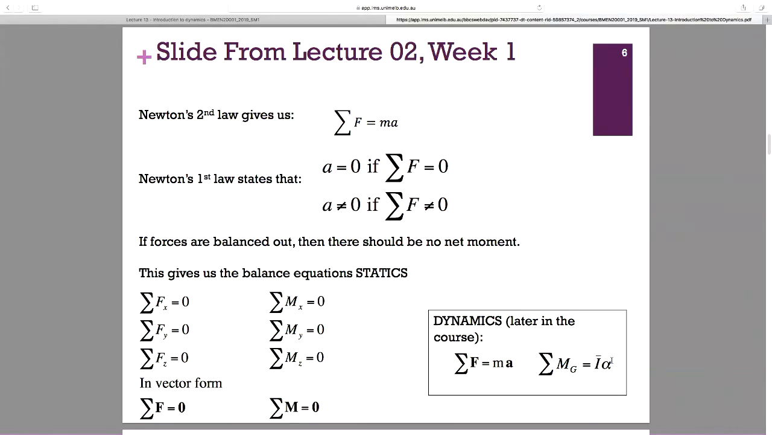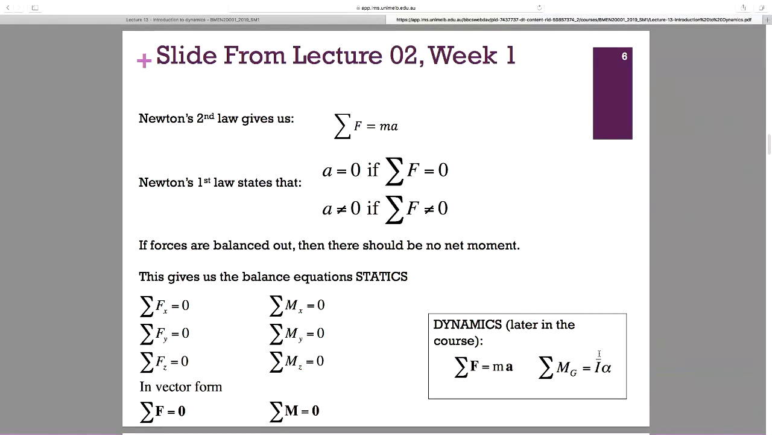Please note that this I is different from the I that I covered last week. Okay? The I that I covered last week is about the second moment of area, which is the spread of cross-section area. This I is the spread of volume, okay? Spread of mass across a volume. But I will again tell you about that in the remainder of this lecture series.